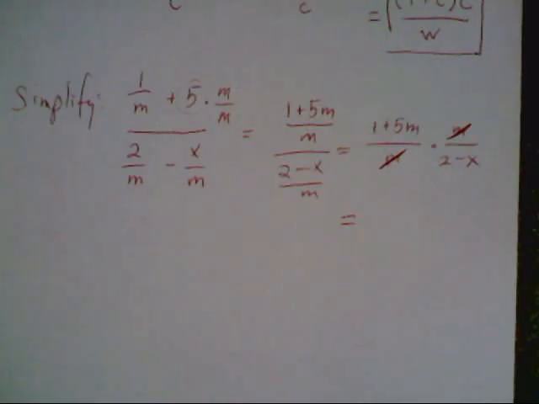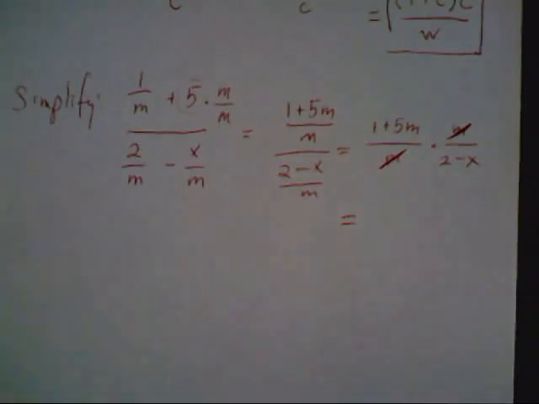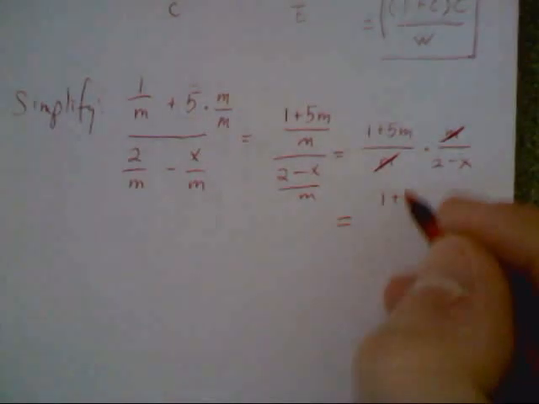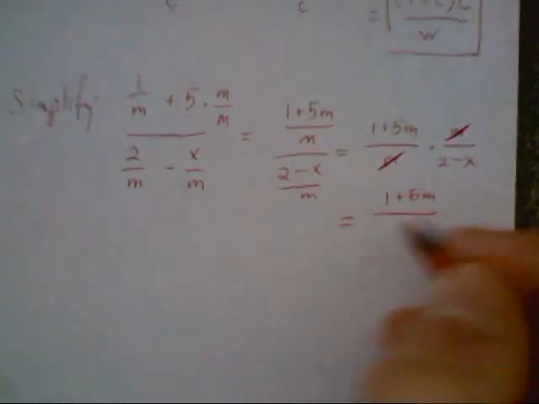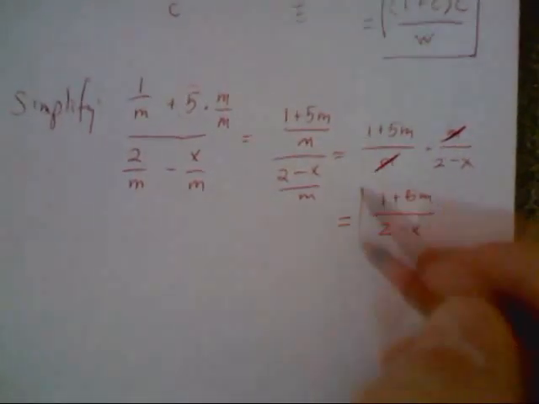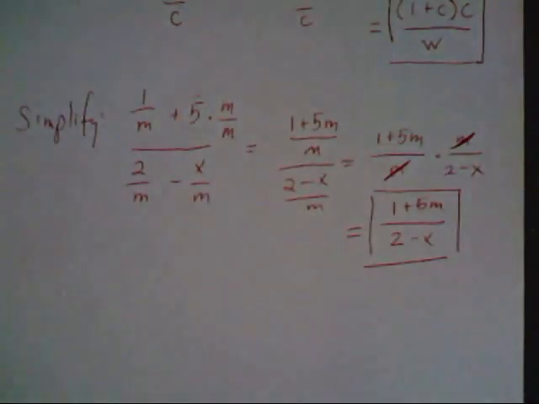I gotcha. No. Just that same question Caitlin just asked a minute ago. We're multiplying by the quantity, not just by that single term. Yes, it would be 1 plus 5m over 2 minus x.